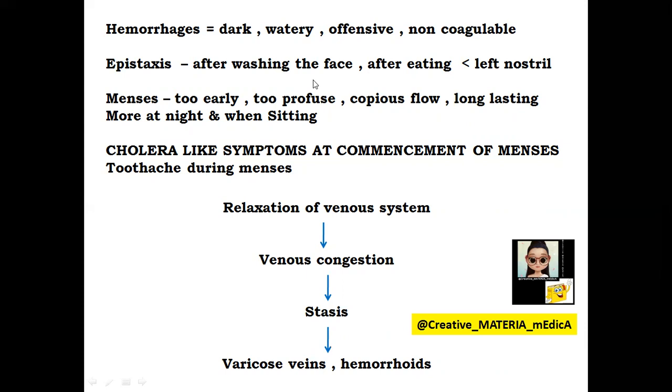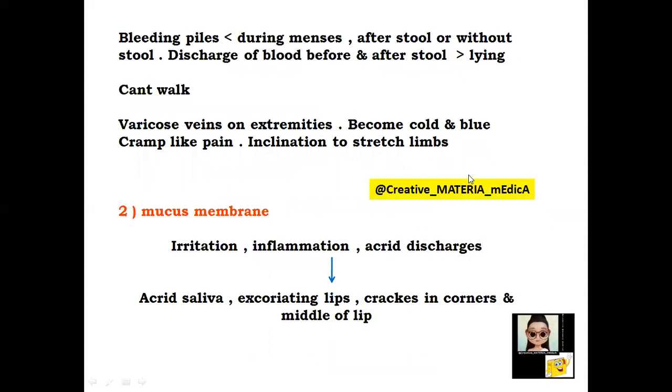There is a relaxation of the venous system, which leads to venous congestion. So there is a stasis of the blood, and it causes varicose veins and hemorrhoids. These hemorrhoids are the bleeding type and protruding type, aggravated during the menses and after the stool or without the stool. The discharge of blood is before and after the stool, which is better by lying, especially lying on the abdomen, or the patient cannot walk because of the protruding piles.